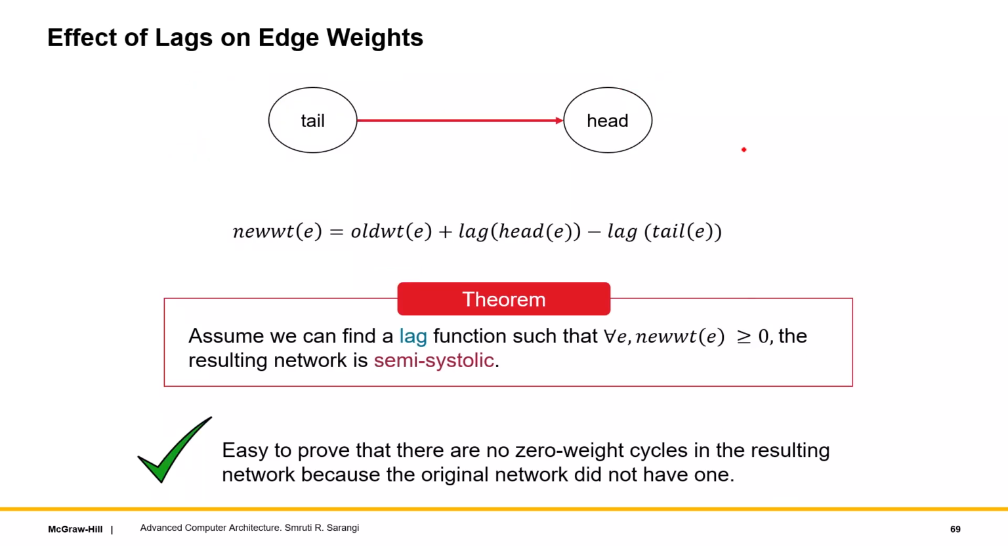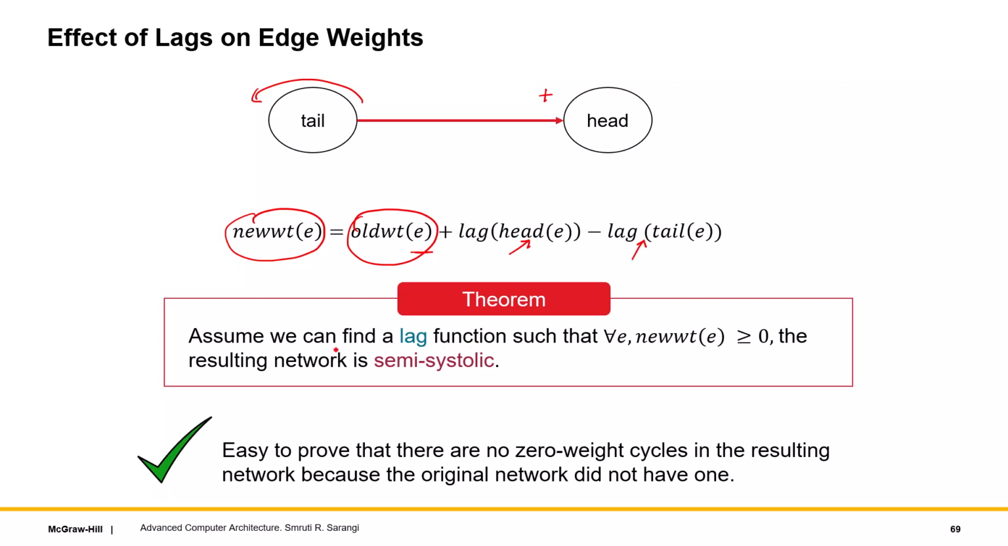So what is the effect of lags on the edge weight, right? If I look at the weight of this edge, the new weight of the edge is basically the old weight of the edge plus the lag of the head, because you're adding something over here, minus the lag of the tail, because you added something here by taking away something from here. So the new weight is the old weight of the edge plus the lag of the head minus the lag of the tail.